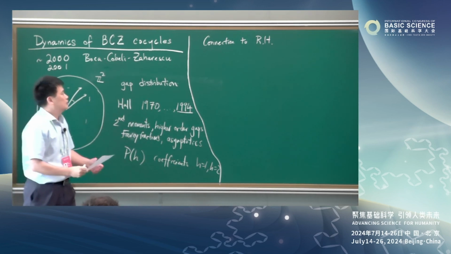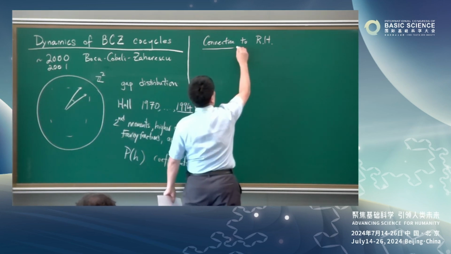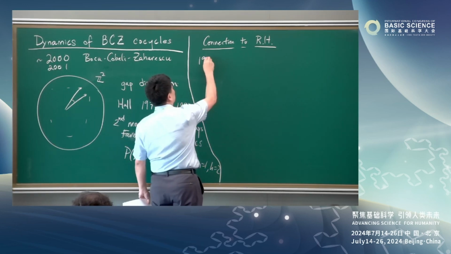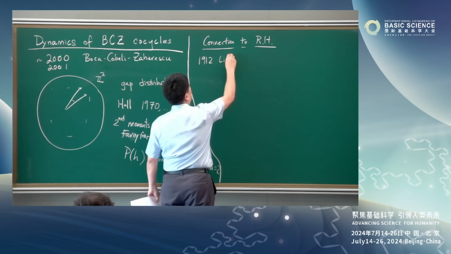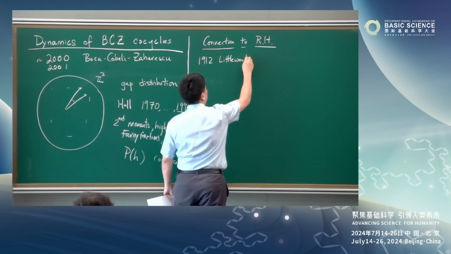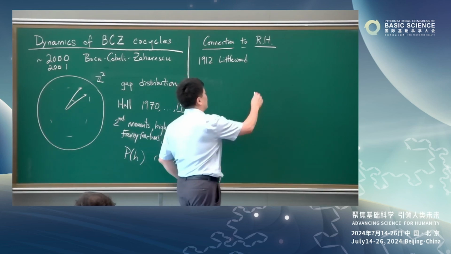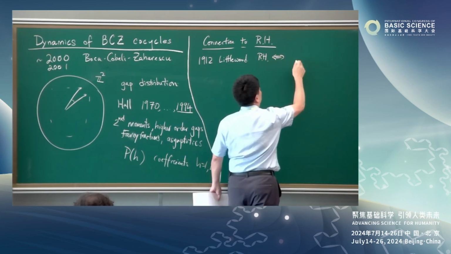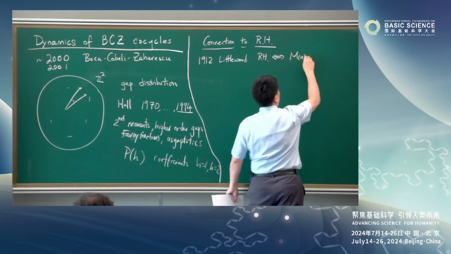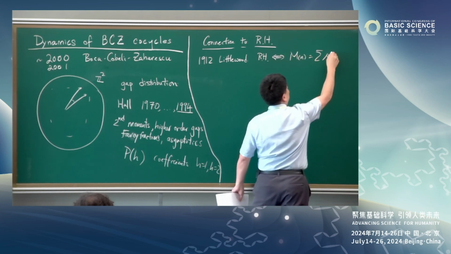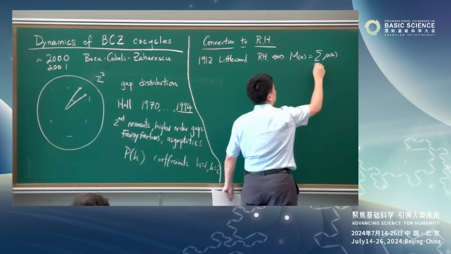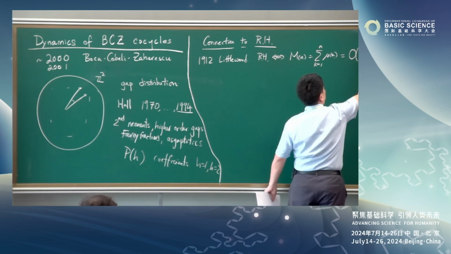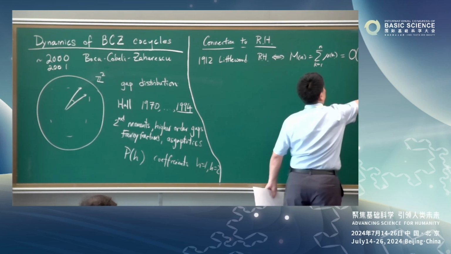Here I'll have to go a little further back. So in 1912, Littlewood showed that the Riemann hypothesis is equivalent to this sum of the Mobius function being O of n to the 1/2 plus epsilon.